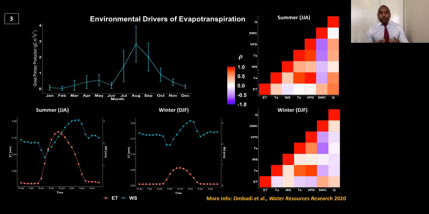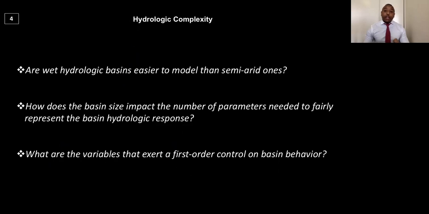And of course, evapotranspiration is only a single process among many others that we care about in surface hydrology. And this brings up the second study that I would like to share with you today, which relates to hydrologic complexity. So let me start here by posing a few questions. Are wet hydrologic basins easier to model than semi-arid ones? How does the basin size impact the number of parameters needed to represent the response of a basin? And what are the variables that exert the first order control on basin behavior? So the answers to these questions collectively entail what we refer to as hydrologic complexity.